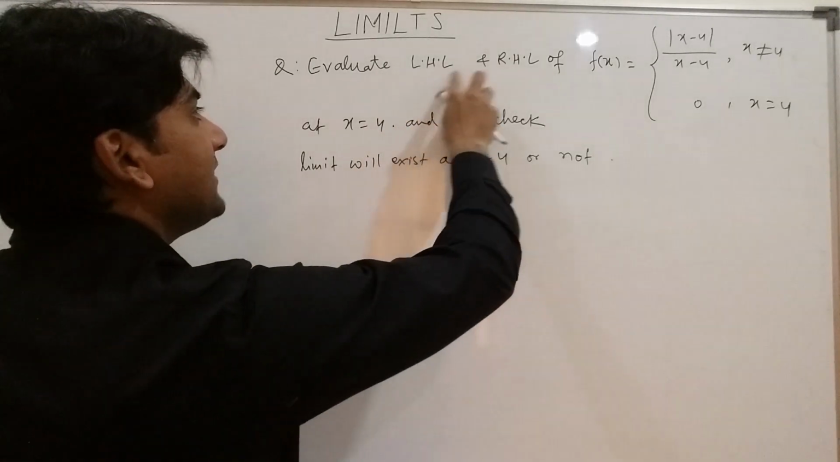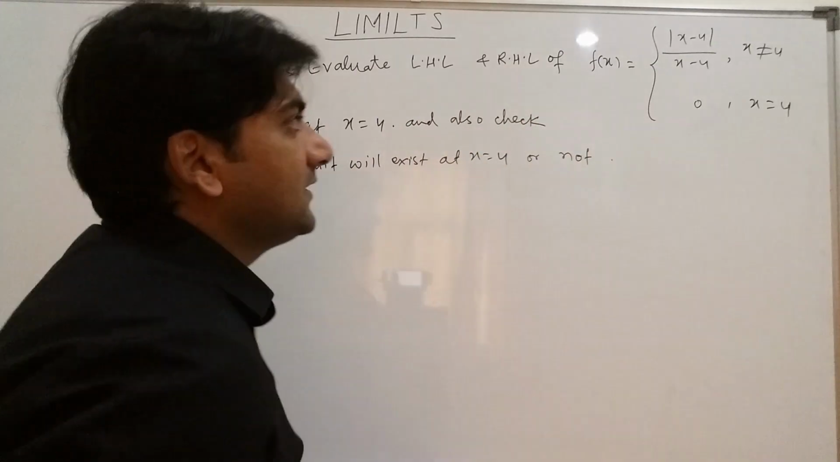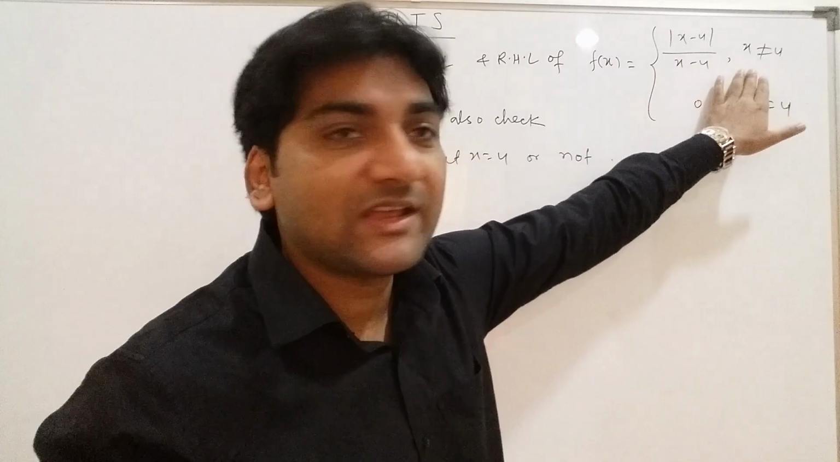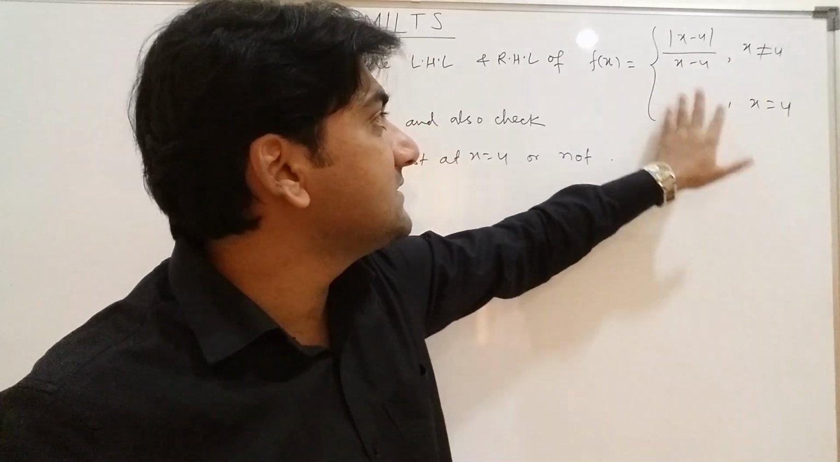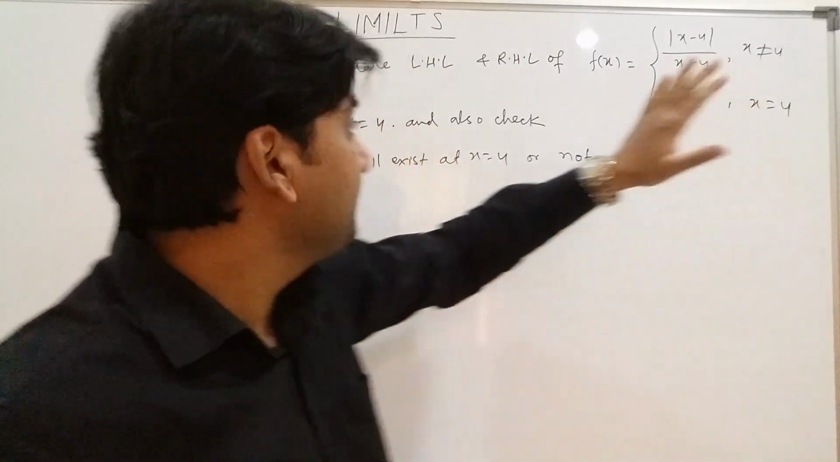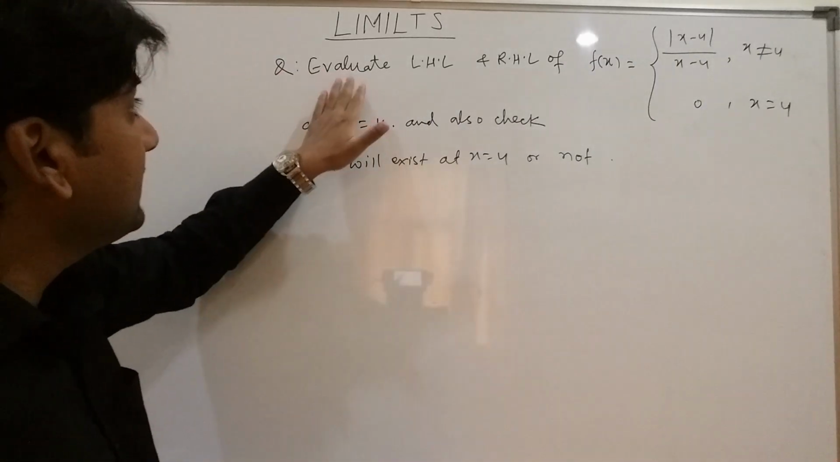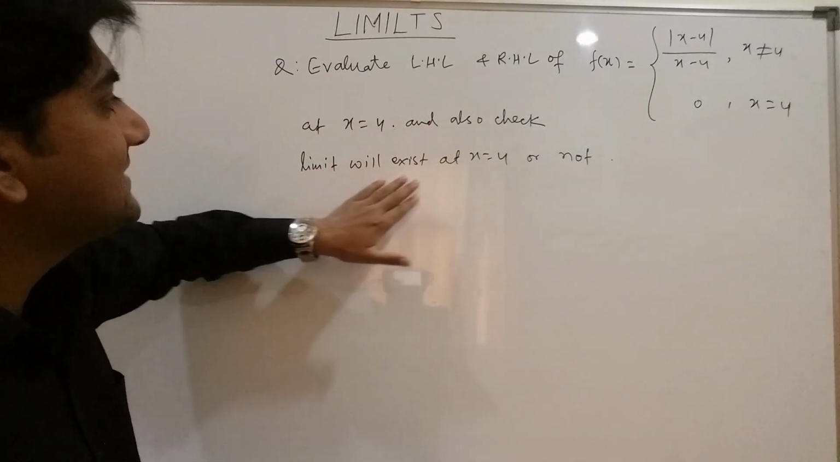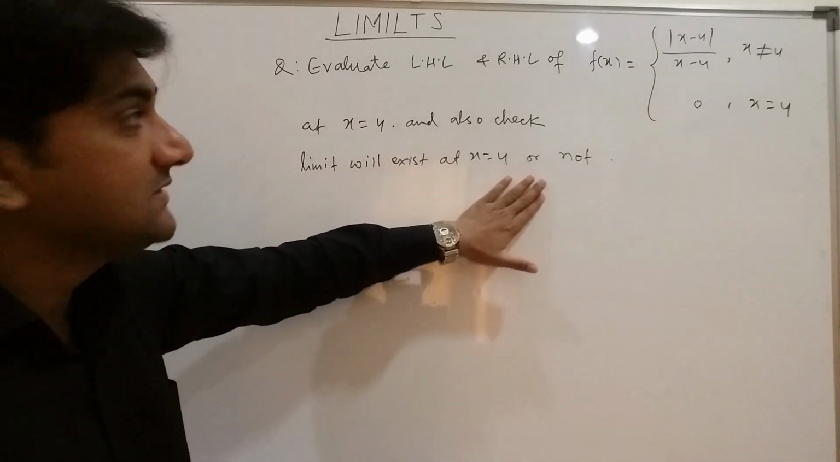Evaluate the left hand limit and right hand limit of the function. The function is |x minus 4| over x minus 4, where x cannot be 4, and the function is 0 when x is 4. Then evaluate the limit at x equals 4 and also check whether the limit will exist at x equals 4 or not.